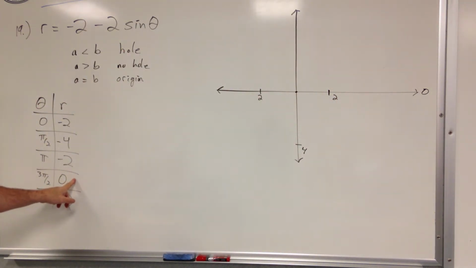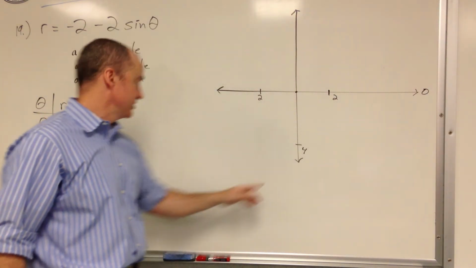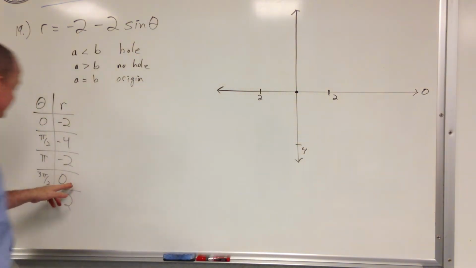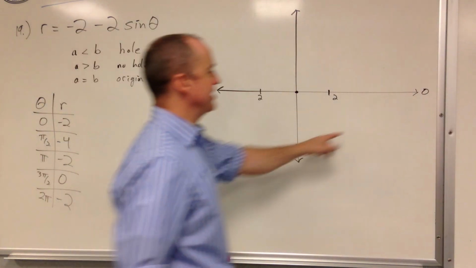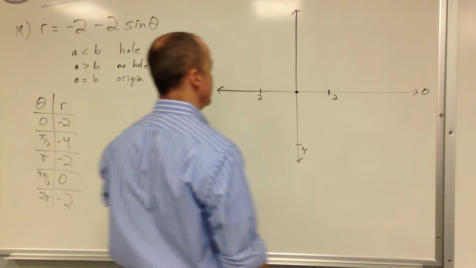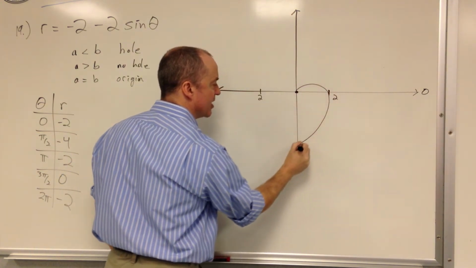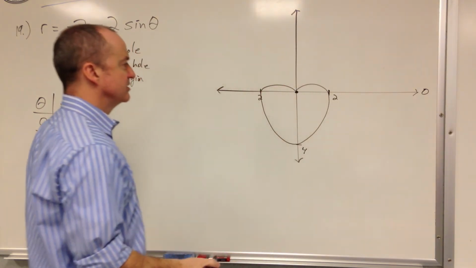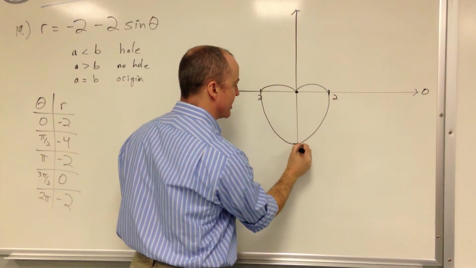This is a fun one. I'm facing south, 3 pi over 2, the 270 degree axis, but I don't go anywhere. I'm at the origin. And again, I'm back to facing 360 degrees. Go negative 2, which puts me 2 units there. So this is your right side up lima bean, called a cardioid. Very heart-shaped. It should be more symmetrical than my drawing, I apologize.